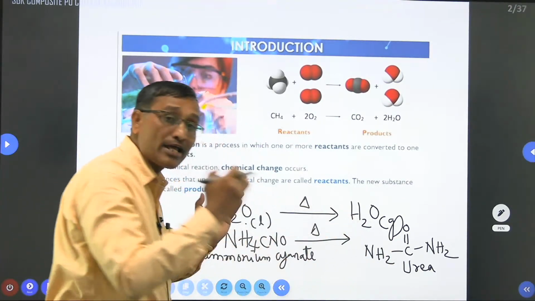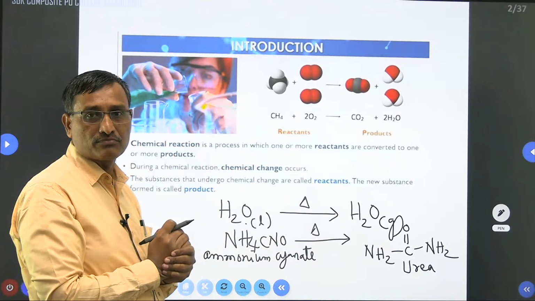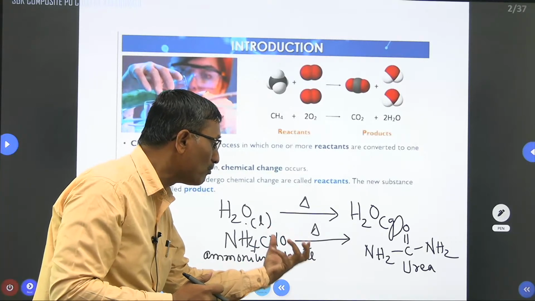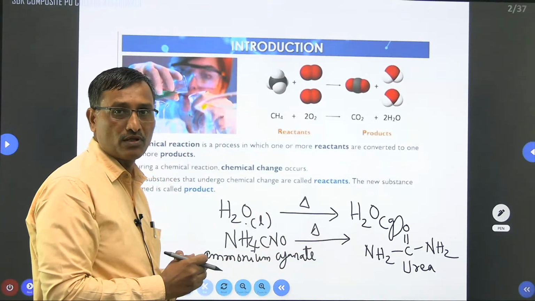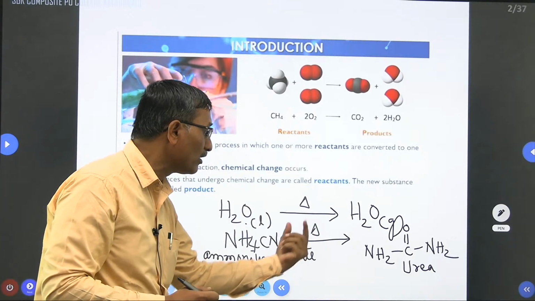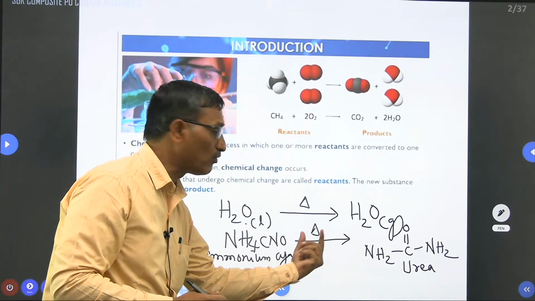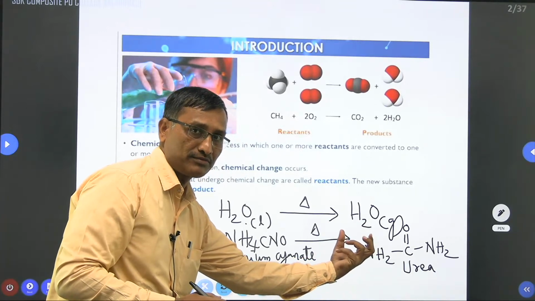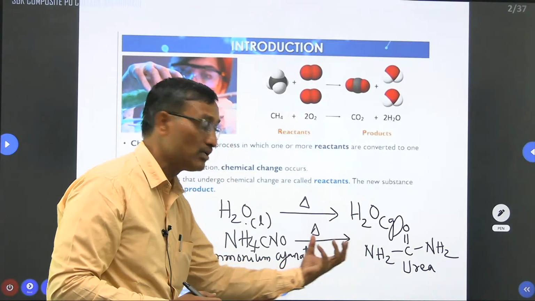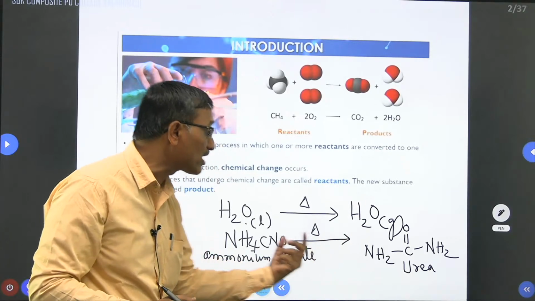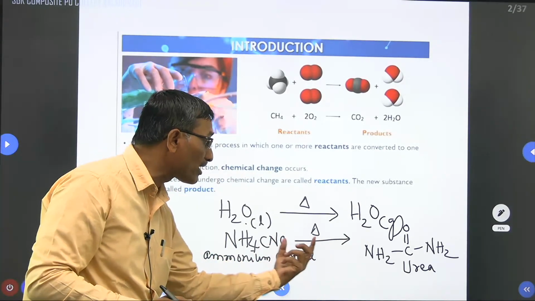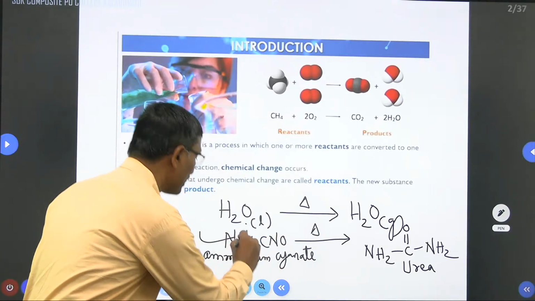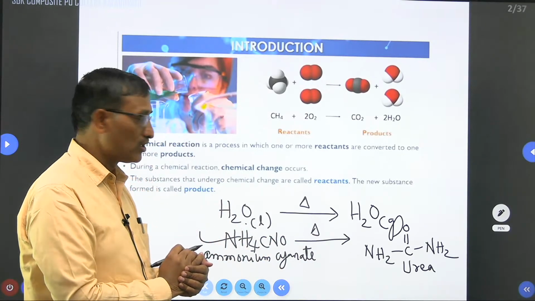Both of these are known as isomers because both have the same molecular formula. But on heating, due to rearrangement, a new product is formed. Such types of reactions are known as isomerization reactions. This is an example of a chemical reaction.